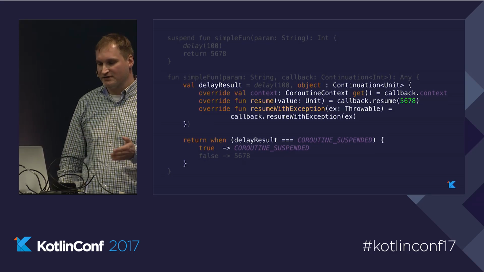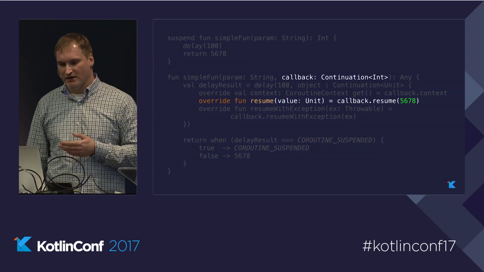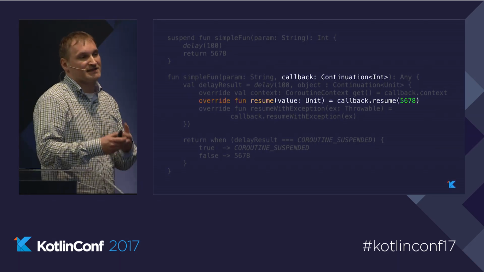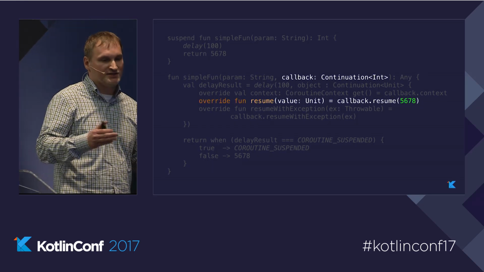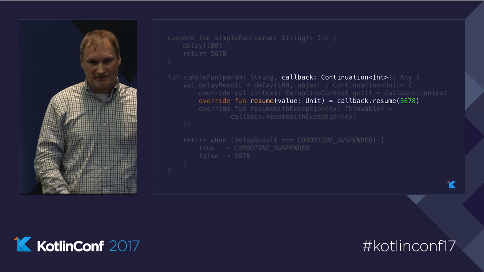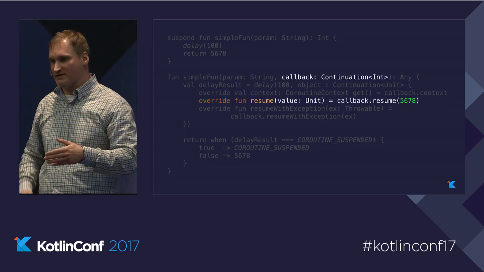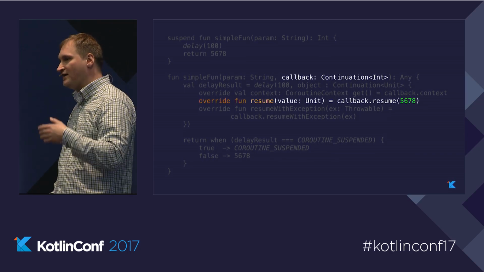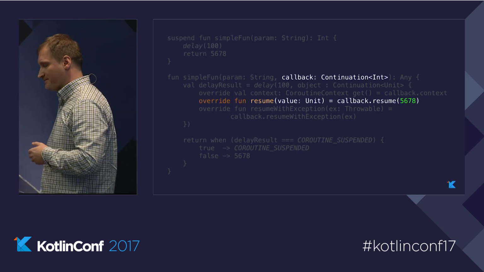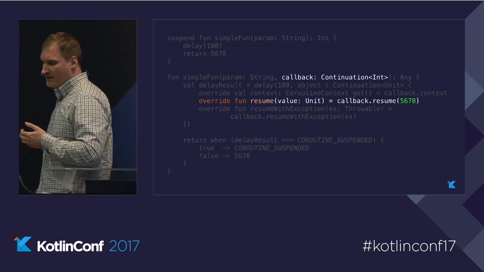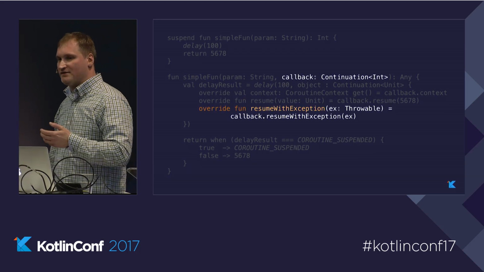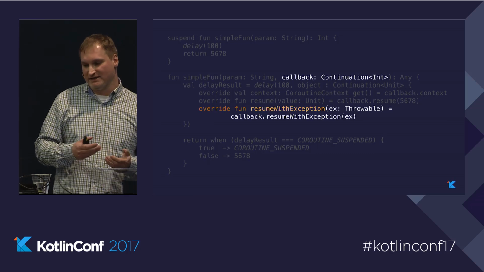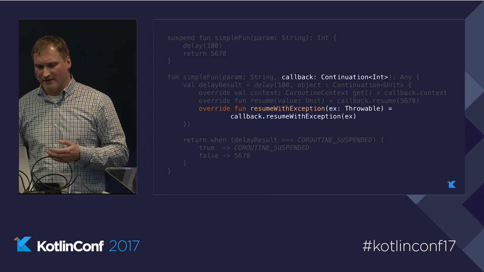Now, when the delay function finishes its execution, it will call one of the two methods on the continuation object that we passed to it. It can call resume, and it will call it when there is no exception thrown from delay. It will call resume, and then we will call resume on the callback that was passed to us. So essentially, the continuation object that we created here acts like a proxy. And resumeWithException is the method that is called when the delay function throws an exception, so we also throw the same exception. So this is quite simple.